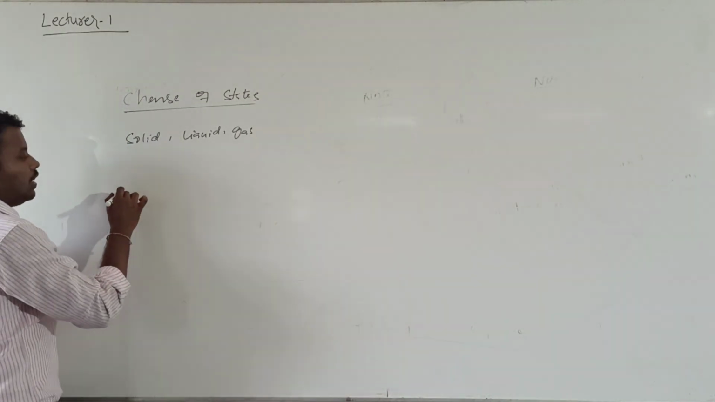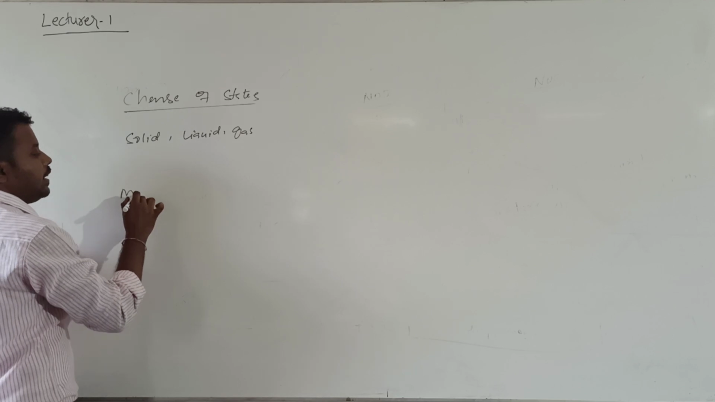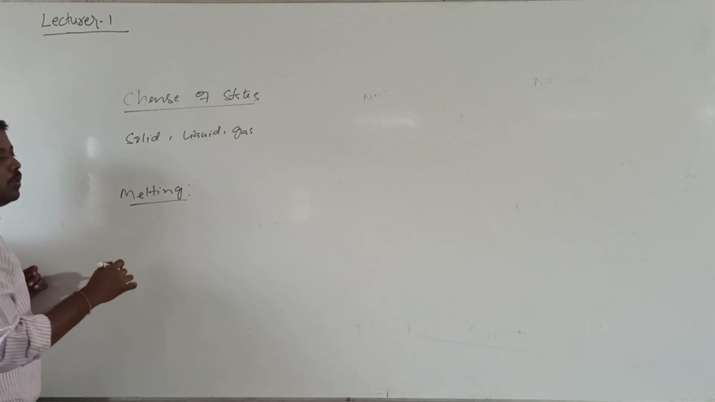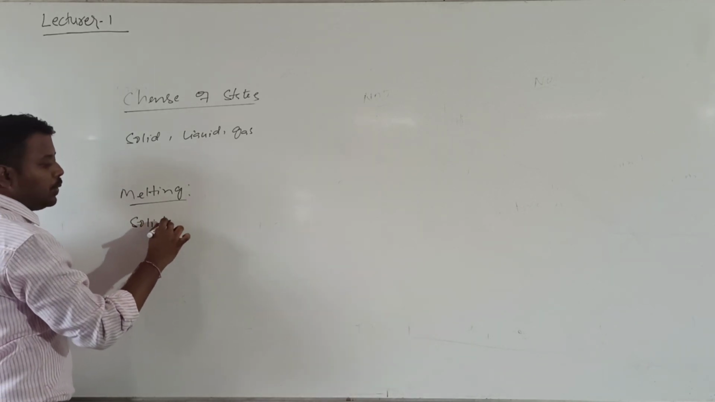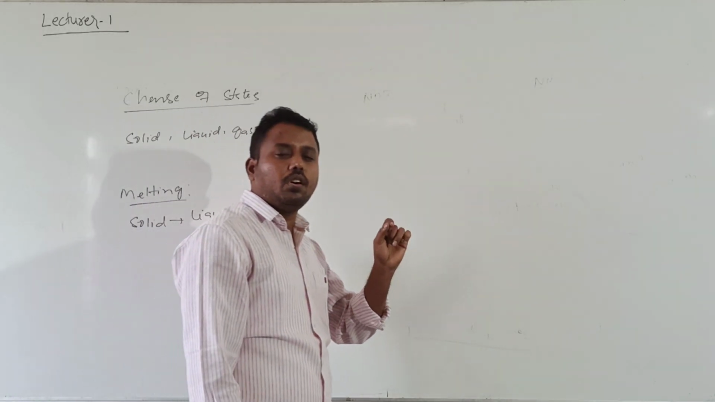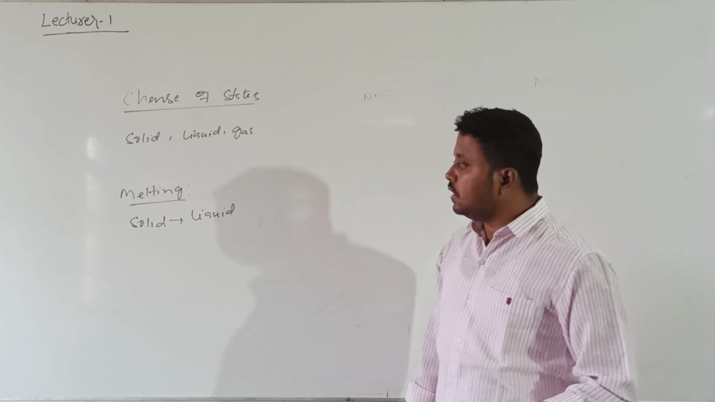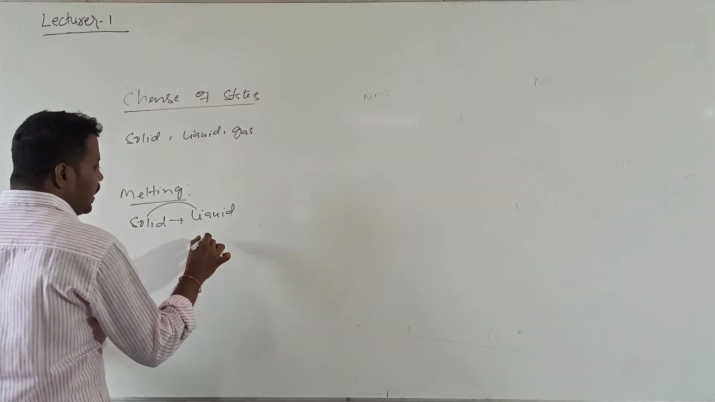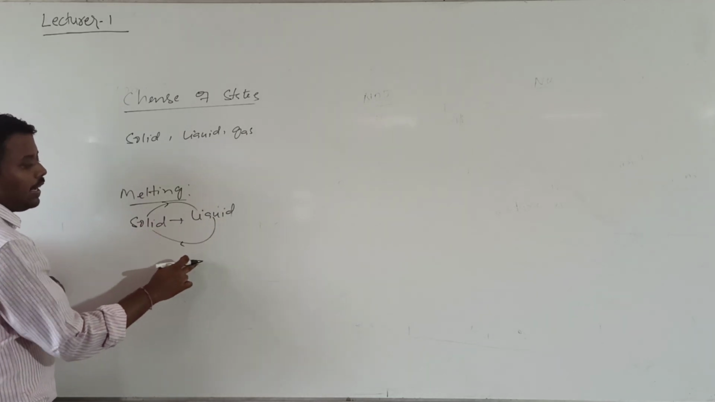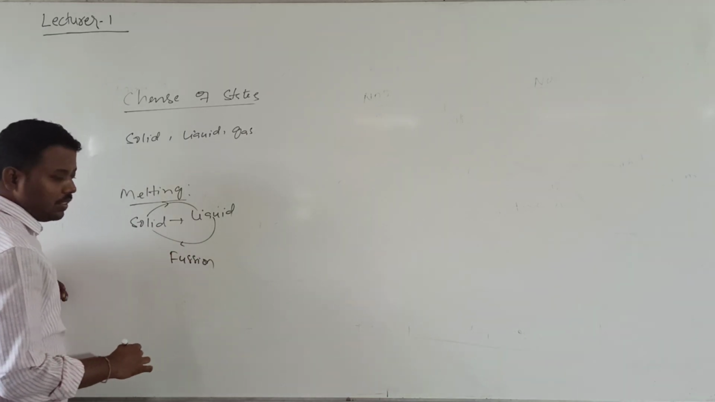Mainly we will come across two different changes of state. The first one is melting. What is the meaning of melting? In melting, solid is converted into liquid. Melting is a process in which, with increasing temperature of the solid, at a particular temperature the solid is converted into liquid. The reverse process, when I remove the heat and liquid is converted into solid, is called fusion.